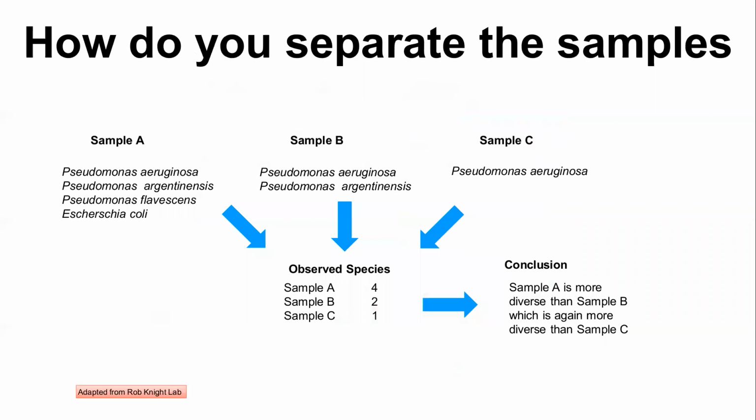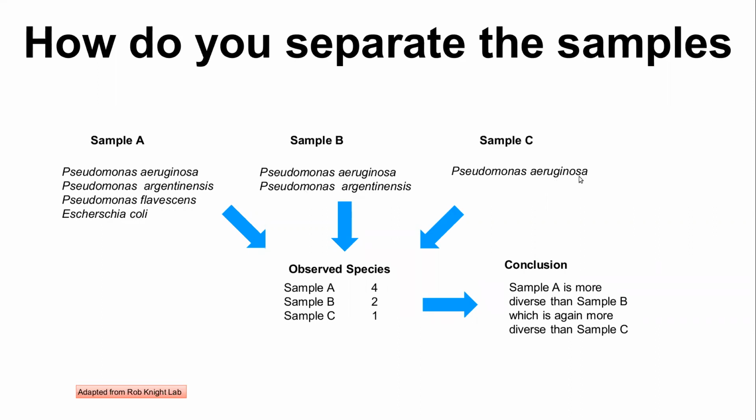Now, I was telling you that we try to calculate the abundance of the microbiota, and about alpha diversity and beta diversity. You separate out the samples. How do you separate out the samples? What do you really want to understand? For example, there are 3 samples here: A, B and C. Sample A has 4 species: Pseudomonas aeruginosa, Pseudomonas argentinensis, Pseudomonas flavescens, and Escherichia coli. Sample B has Pseudomonas aeruginosa and Pseudomonas argentinensis, and sample C has Pseudomonas aeruginosa only.